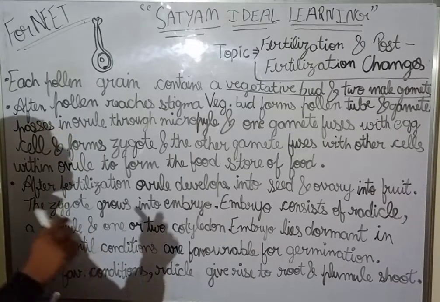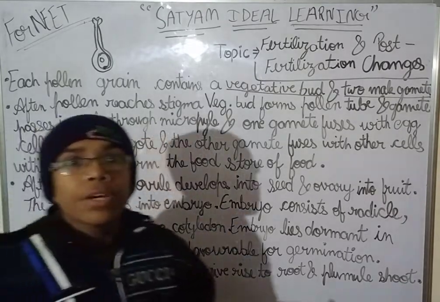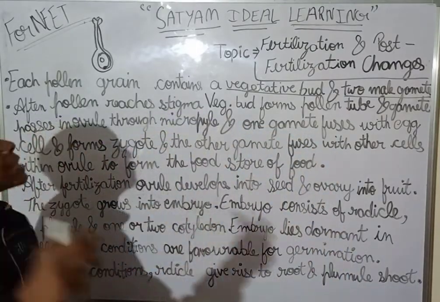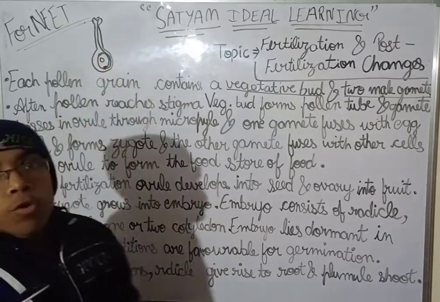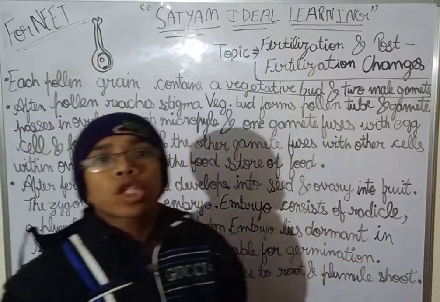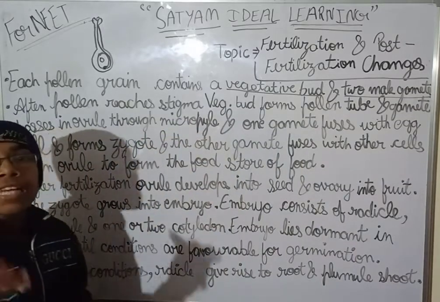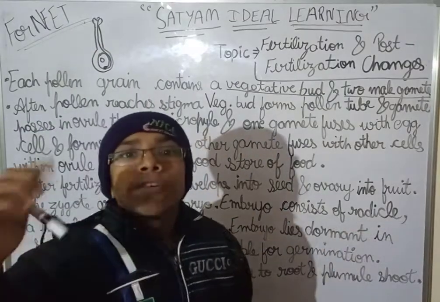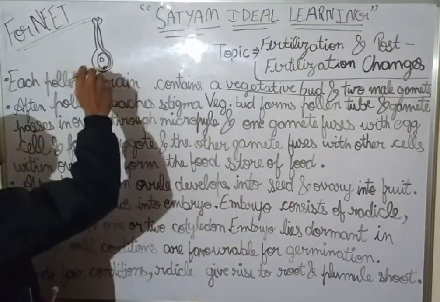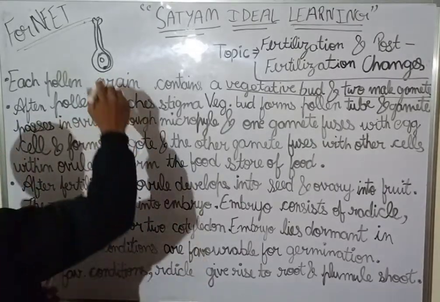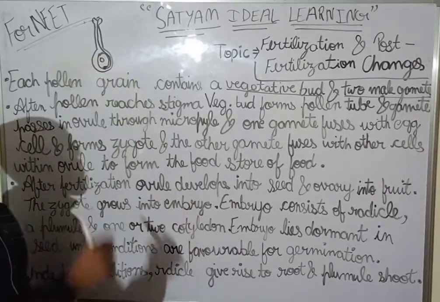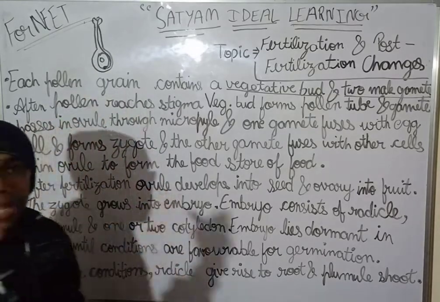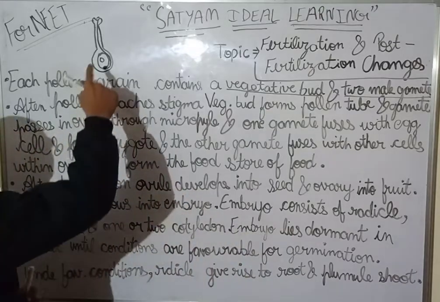Okay, now what will happen? What will the other male gamete do? The other male gamete will fuse with the other cells in the ovule. In the ovule there are many other cells also. We will be discussing them in the 9th class. So the other male gamete will fuse with the other cells which are inside the ovule, rather than this egg cell.